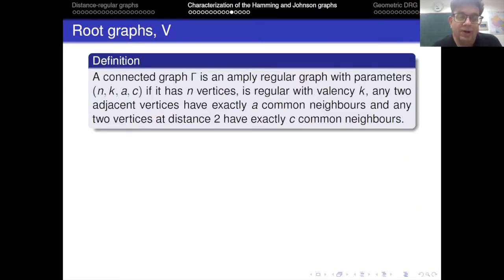So now I will talk about amply regular graphs. A graph is called amply regular with parameters (n, k, a, c) if it has n vertices, is regular with valency k, that means every vertex has k neighbors, any 2 adjacent vertices have exactly a common neighbors, and any 2 vertices at distance 2 have exactly c common neighbors. Distance-regular graphs are clearly an example of amply regular graphs, but there are many other amply regular graphs. Amply regular graphs are a much wider concept than distance-regular graphs.